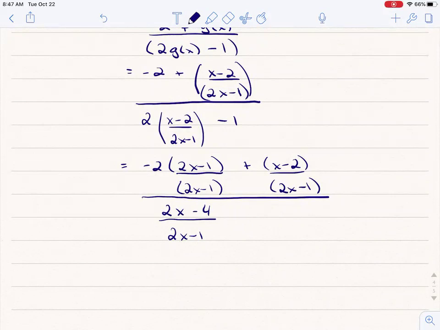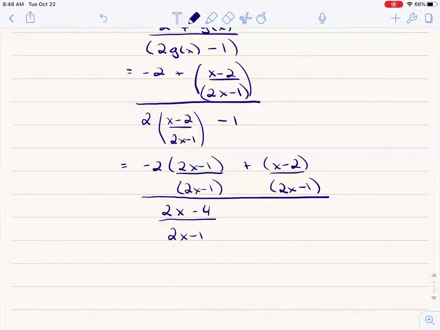Yeah, so what I did, I brought this guy in here and put it over 2x minus 1. That's the bottom. For the top, though, I did -2. I'm putting it over 2x minus 1, so I have to multiply by 2x minus 1 over 2x minus 1. Because this one's already over 2x minus 1, so I'm just forcing it to have the same denominator, right? By multiplying by 1, because this would cancel to 1. So -2 I'm not changing, but that's how I'm going to get that common denominator.